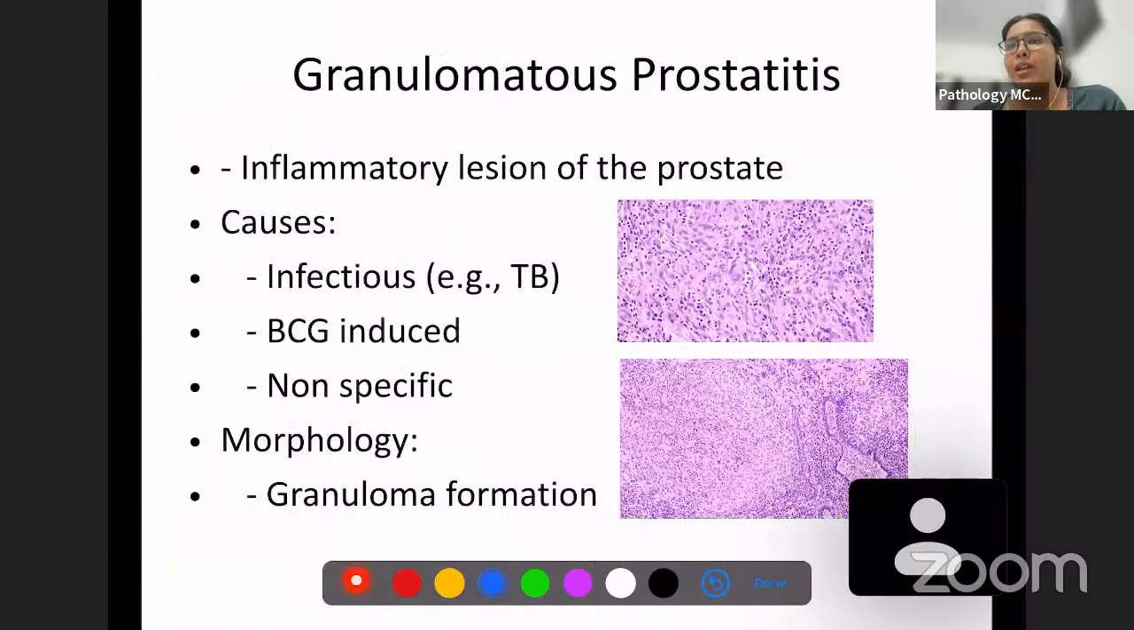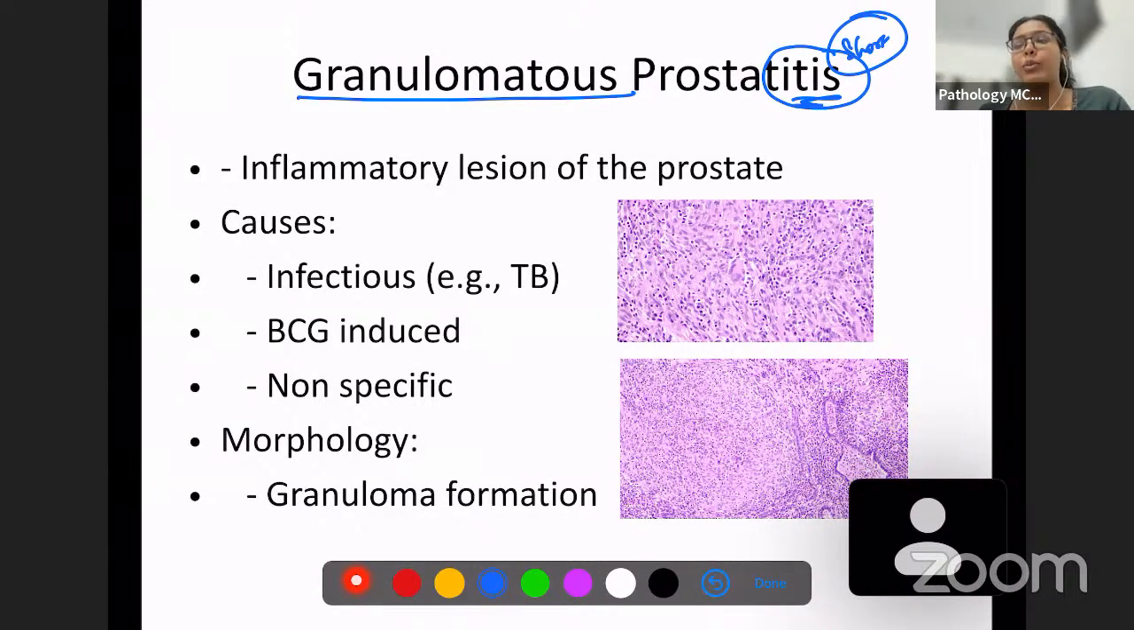Now, next one, granulomatous prostatitis. Again, a short answer question. We know that prostatitis, itis means inflammation, and in granulomatous prostatitis, granuloma formation will occur. So, what are the causes? That is very important. We know infectious: tuberculosis, fungal infection, sarcoidosis. These are common causes of granuloma, right?